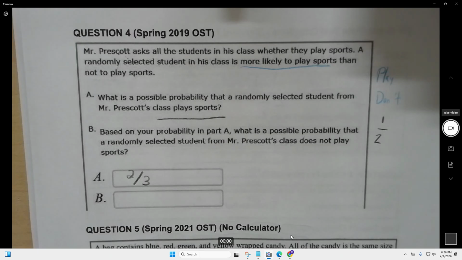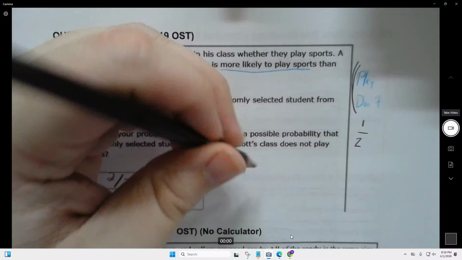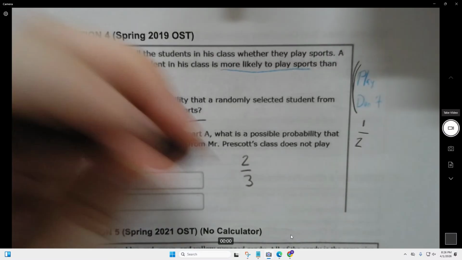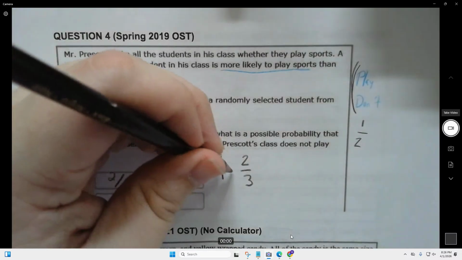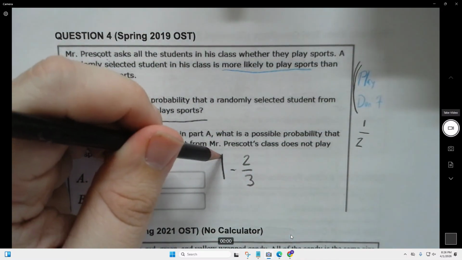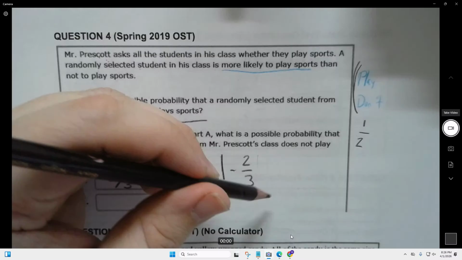Based on your probability in part A, what is the possible probability that a randomly selected student does not play sports? This one requires a more exact answer. Because when you only have 2 possible options, where either you play or you don't, then if 2/3 of the people are playing, then everyone else is not. So you take the whole, which is 1, and you subtract out 2/3. If you were doing this without a calculator, you would have to put this over 1, find the least common denominator, that would be 3.